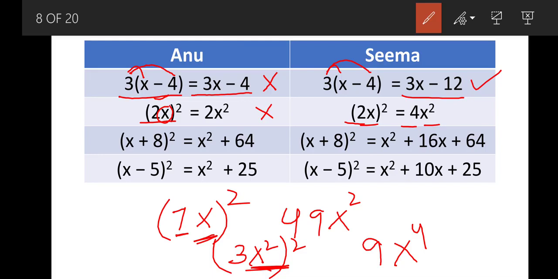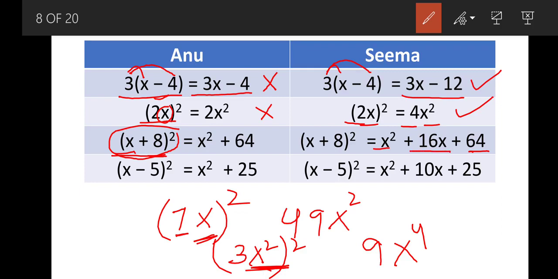So your answer will be 4x square in the second example. Now coming to the third example, that is x plus 8 square. What Anu has done, she has done the squaring of x as well as of 8, but this is identity number 1. We need to use the identity here, that is a plus b whole square. What is it equal to? A square plus b square, that is 8 square is 64, plus 2ab.